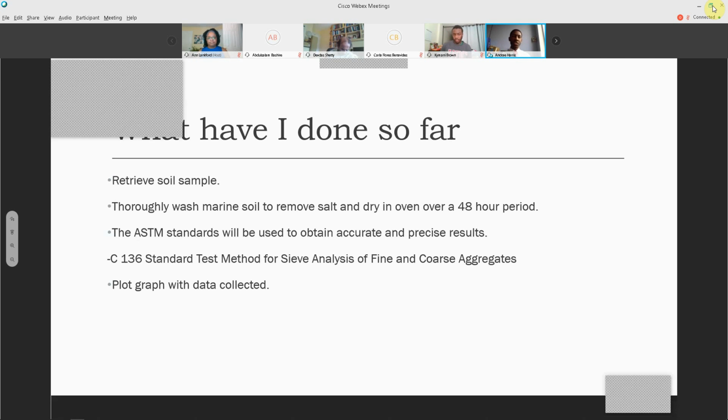So let's get into it. What have I done so far? I've retrieved the soil sample that we'll be using throughout this research. It was washed thoroughly in order to remove the salt. The ASTM standards were used in order to get accurate and precise results. Also, the C136 standard test method for sieve analysis of fine and coarse aggregates was used. And I collected this data, plotted a graph, and analyzed it, and we'll get into that also.